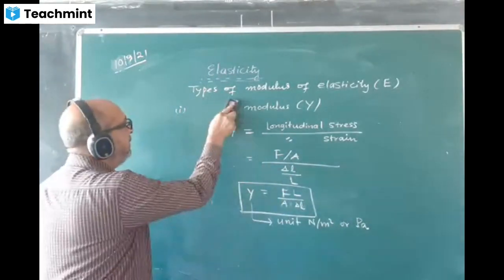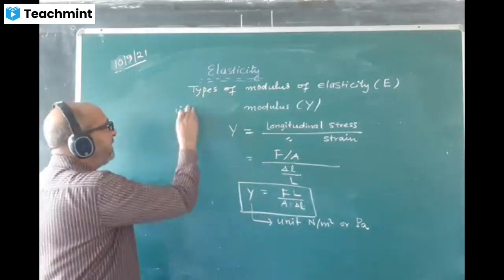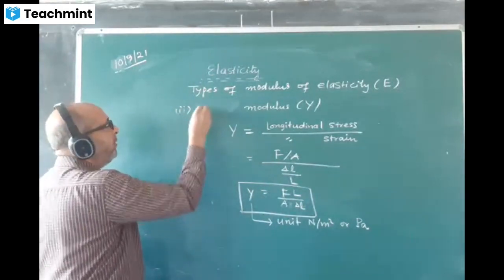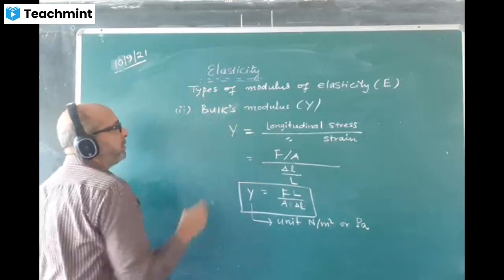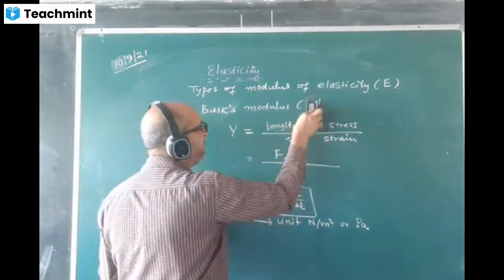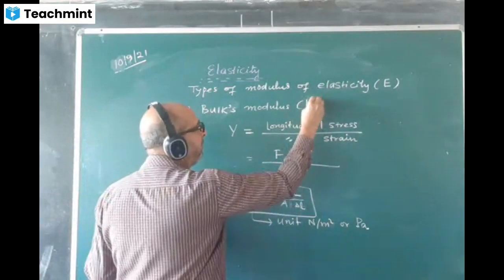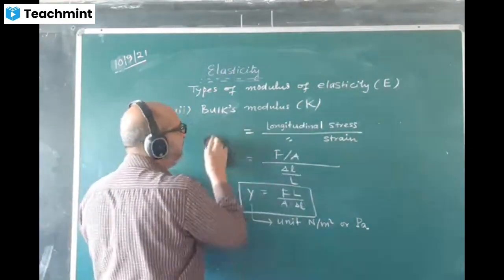All right. Now I'm coming to the second category, number 2, bulk modulus of elasticity, and this is denoted by K. Bulk modulus is denoted by K.